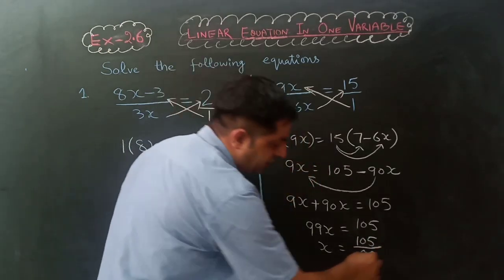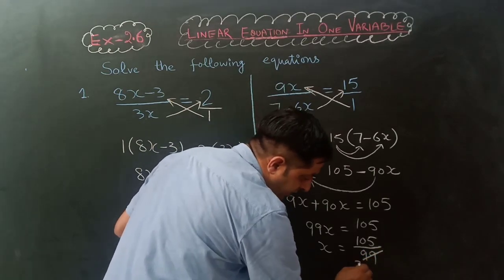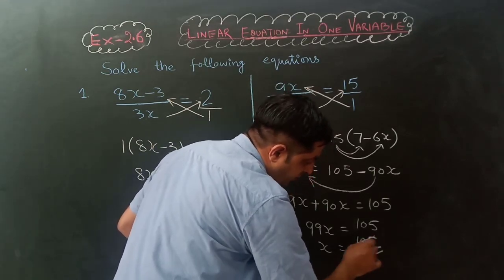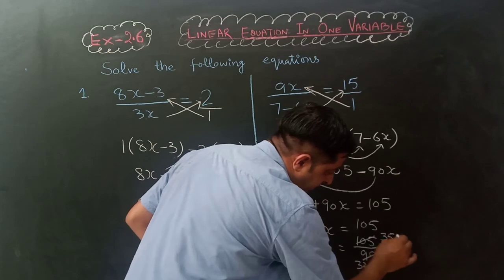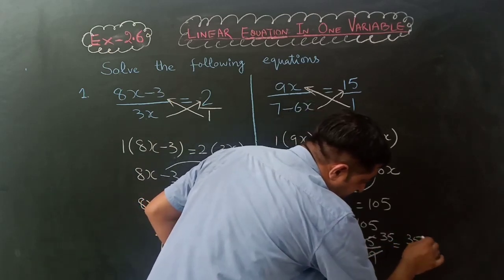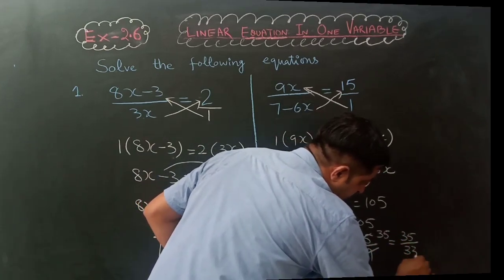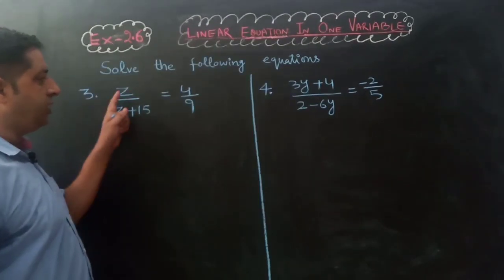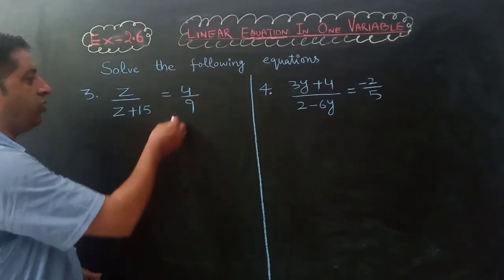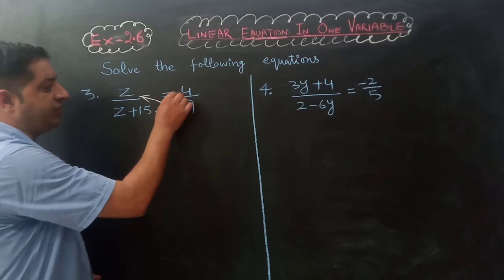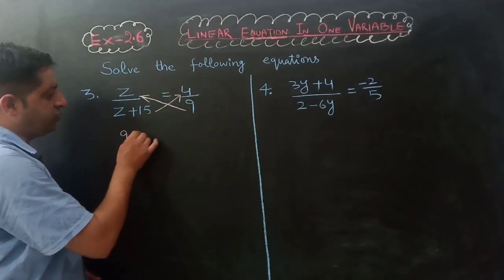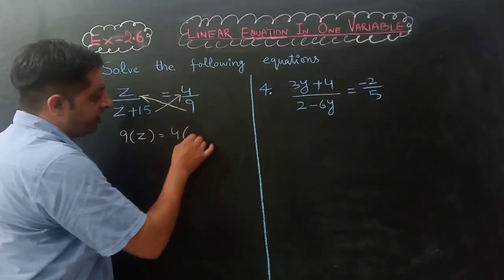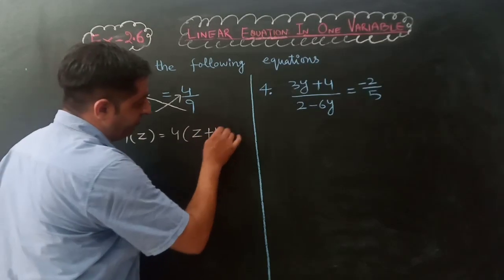So x is equals to 105 upon 99. Now do the cancellation. Cancellation on 3, you will get here 33. Cancellation on 3, you will get here 35. So answer is 35 upon 33. Question number 3, again it is not in linear form. First we cross multiply to make it in linear form. So 9 into z is equals to 4, in bracket write down (z plus 15).